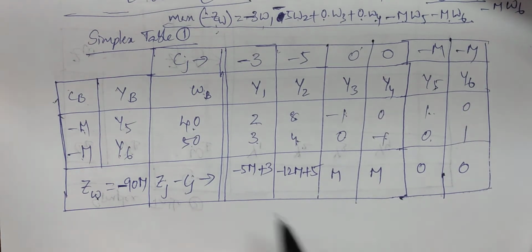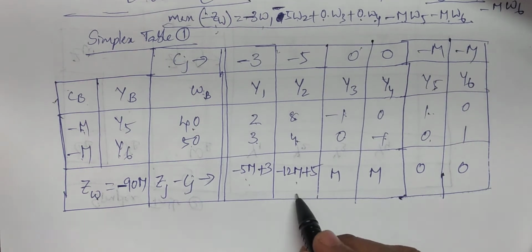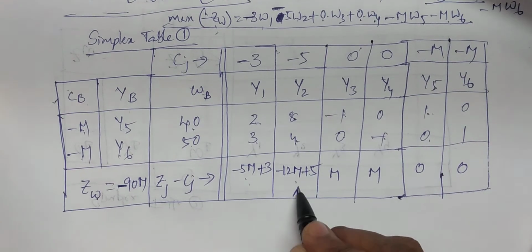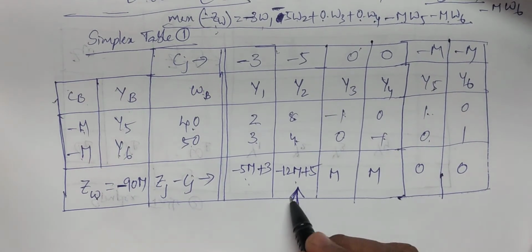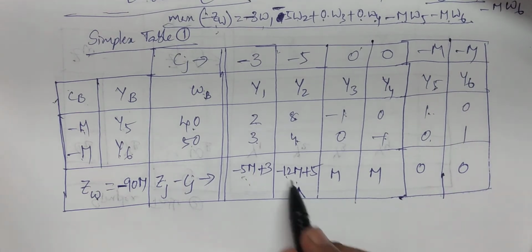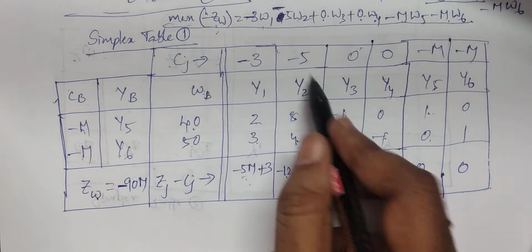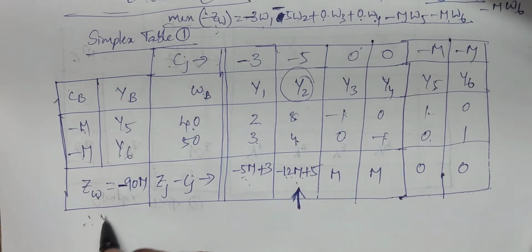Now you see in which there are two negatives, minus 5m, minus 12m. The most negative is this one. So therefore minus 12m, the corresponding which minus 12m is the most negative. So I am indicating here arrow mark. The corresponding vector is y2, therefore y2 enters.